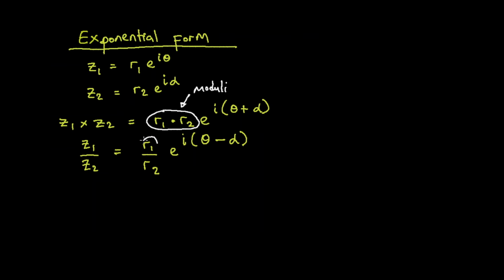What I have read is just a reiteration of this. So when we are multiplying the two complex numbers, we multiply the moduli and add the angles, theta and alpha. When we are dividing the complex numbers, we divide the moduli and subtract the angles, theta minus alpha. Any questions?